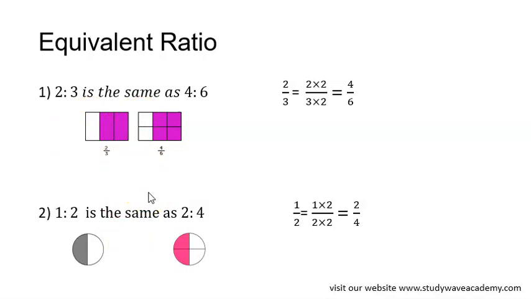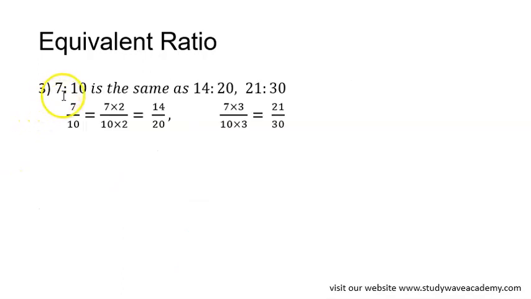Good. Let's look at another example. Here we have 7 ratio 10 is the same thing as 14 ratio 20 or 21 ratio 30. It depends on the number you use to multiply. We have 7 over 10. You can use 2, you can use any number to multiply. We use 2 in multiplying here. 7 times 2 over 10 times 2. It gave us 14 over 20.